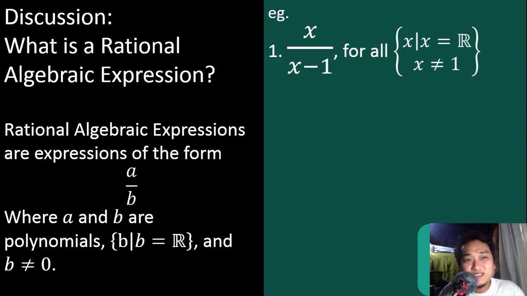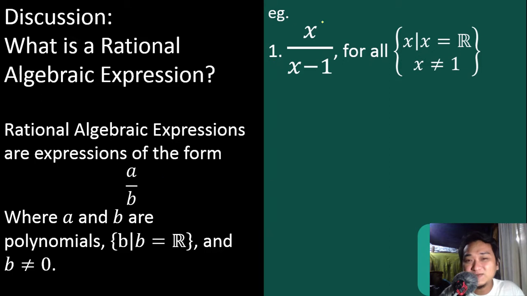Okay. What is a rational algebraic expression? Rational algebraic expressions are expressions of the form a over b, where a and b are polynomials, such that b is under the set of real numbers and for as long as b is not equals to 0. Anong ibig sabihin nun? Ibig sabihin nun, mga langga, simpleng-simple lang po kung paano kilalanin yung tinatawag nating mga rational algebraic expression. It is only a quotient of two polynomials, two or more polynomials. So, ibig sabihin, fraction lang siya na polynomial sa numerator, polynomial sa denominator. Ganun lang po yun. Okay?